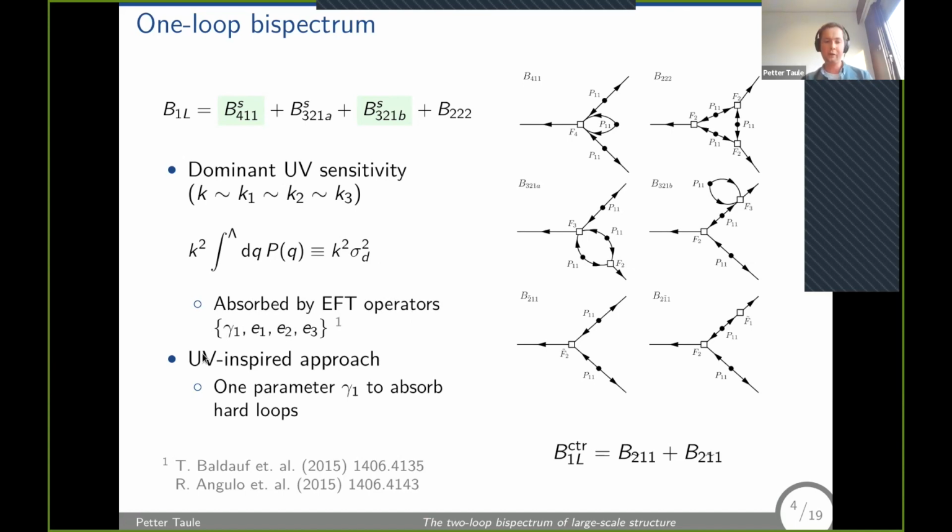And we'll also consider in this work a UV-inspired approach, where we assume that we can write down a linear combination of these 4 EFT parameters, and the linear combination will be inspired by the shape, by how they enter in the UV in SPT, so that we could relate all the parameters to just one parameter, which would be the kind of overall amplitude, and this one parameter would absorb the hard loops. So in total, a 4 parameter approach and a 1 parameter approach.